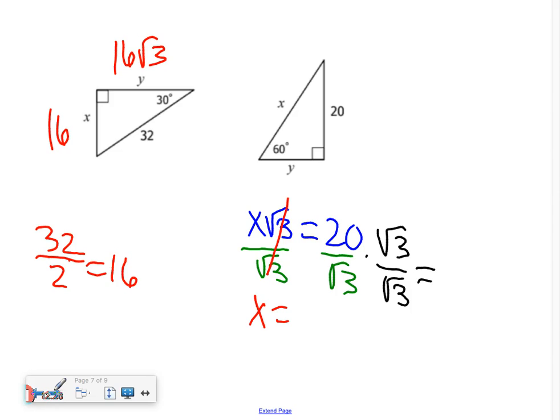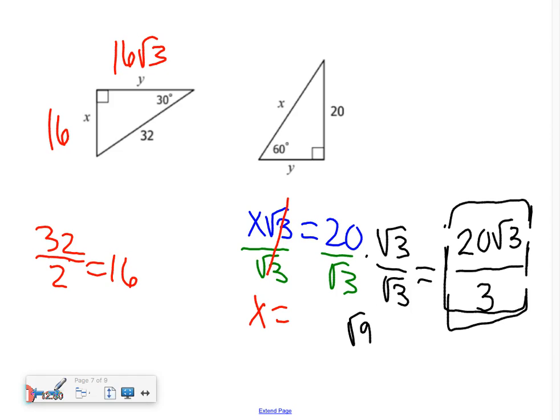Can we just do 20 divided by 2? Because look, it's not going to be 2 down here. It's going to be less. Let's see. What's 20 times root 3? 20 root 3. And square root 3 times square root 3? Square root of 9, which is 3. Okay. Which you can divide by 3. So that's our answer. Ick. So that's our short leg, 20 root 3 over 3. How are we going to find our hypotenuse? Multiply this whole thing by 2. So just take the 20 times 2. 40 root 3 over 3.